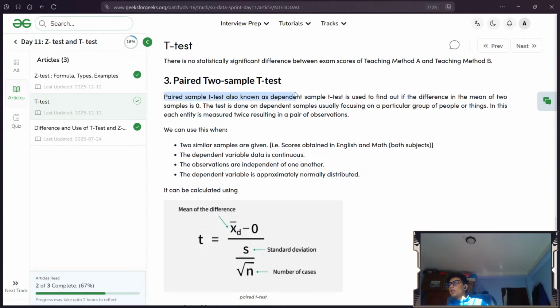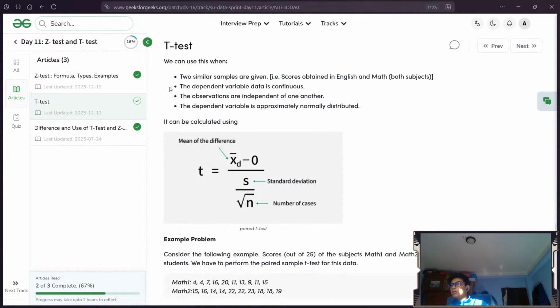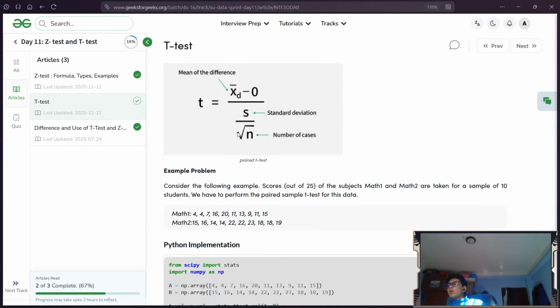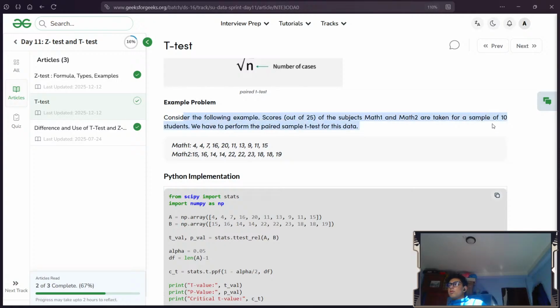Paired sample t-test, also known as dependent sample t-test, is used to find out if the difference in the mean of two samples is zero. The test is done on dependent samples, usually focusing on particular groups. In this, each item is measured twice, resulting in a pair of observations. Use this when two similar samples are given. Scores obtained in English, math, subject. The dependent variable data is continuous, observations are independent of one another. The dependent variable is approximately normally distributed. Standard deviation over cases. Difference.